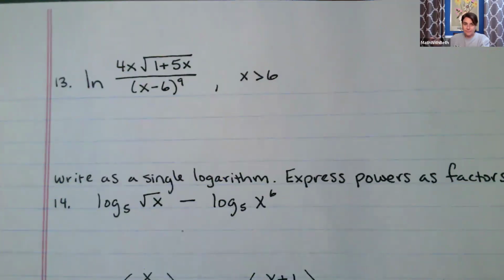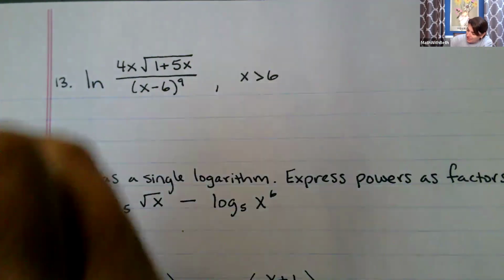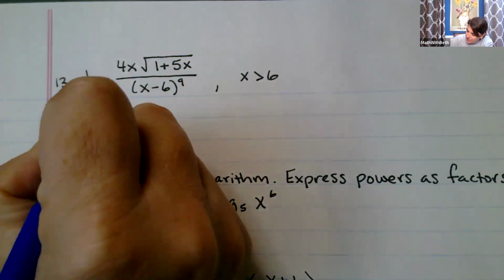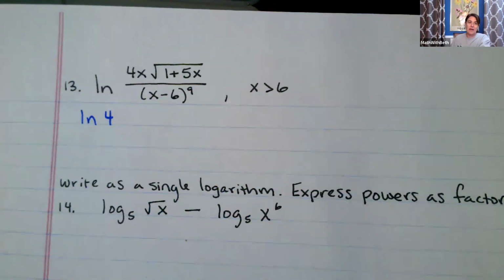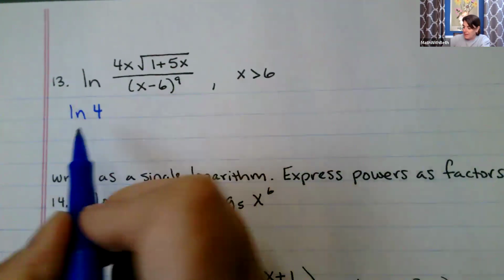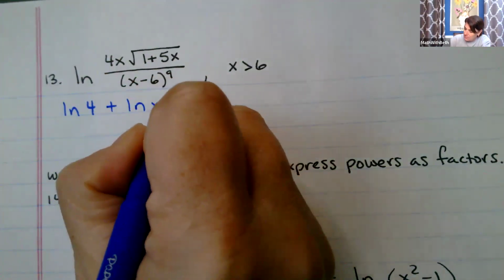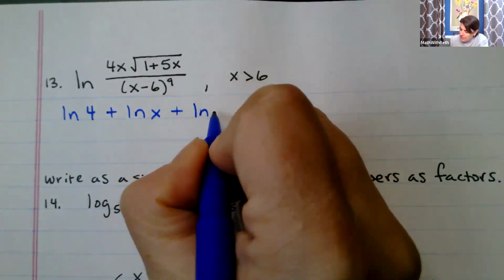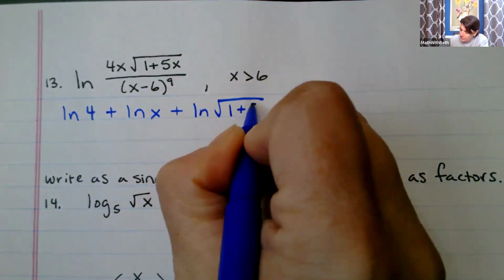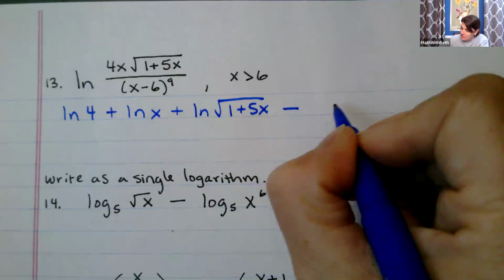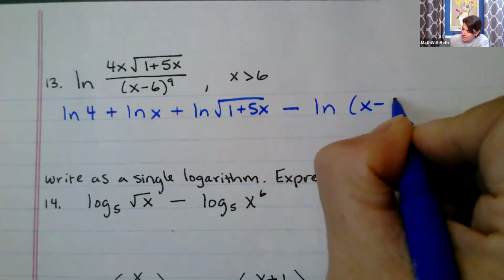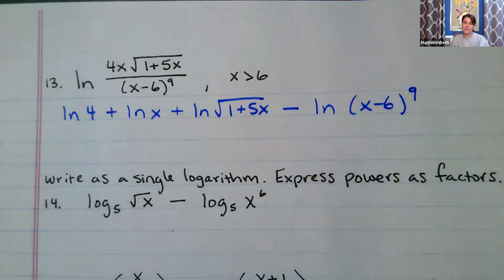So one more, just a little more complicated. So make sure you're careful. Remember that 4x is not one term. So you need to do the ln of the 4 plus ln x plus ln of this square root minus ln of this stuff. And then powers go out front.